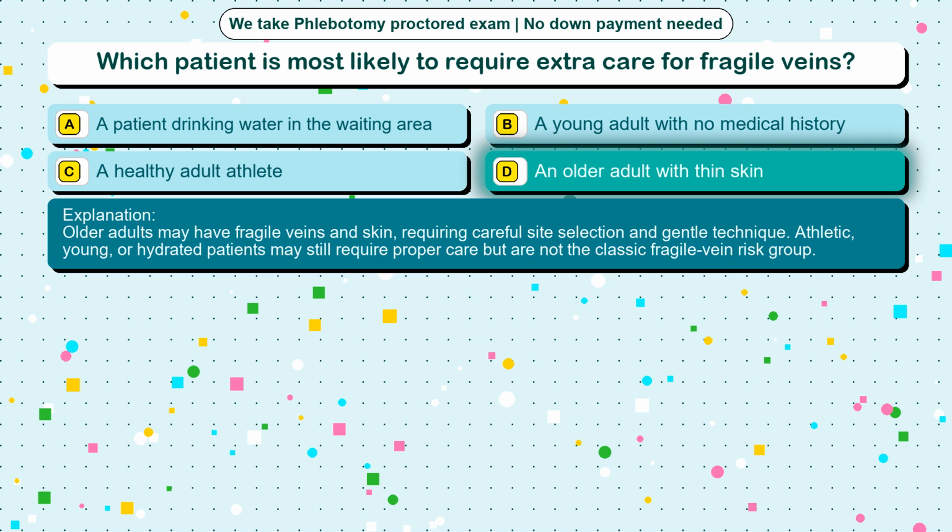Older adults may have fragile veins in skin, requiring careful site selection and gentle technique. Athletic, young, or hydrated patients may still require proper care but are not the classic fragile vein risk group.